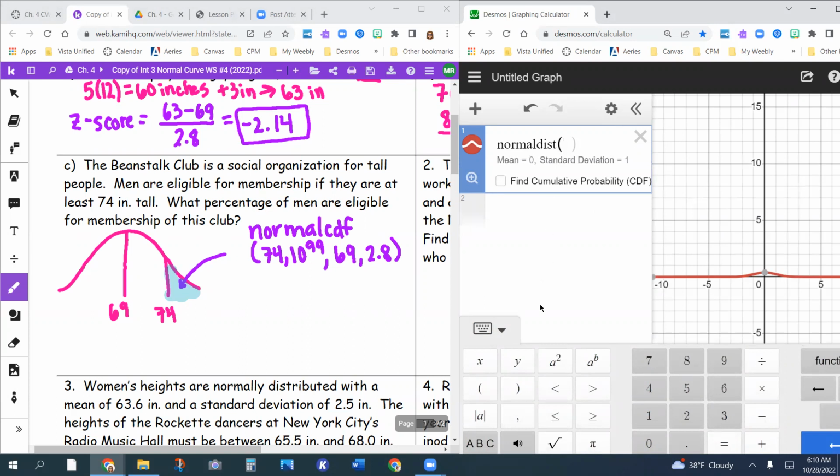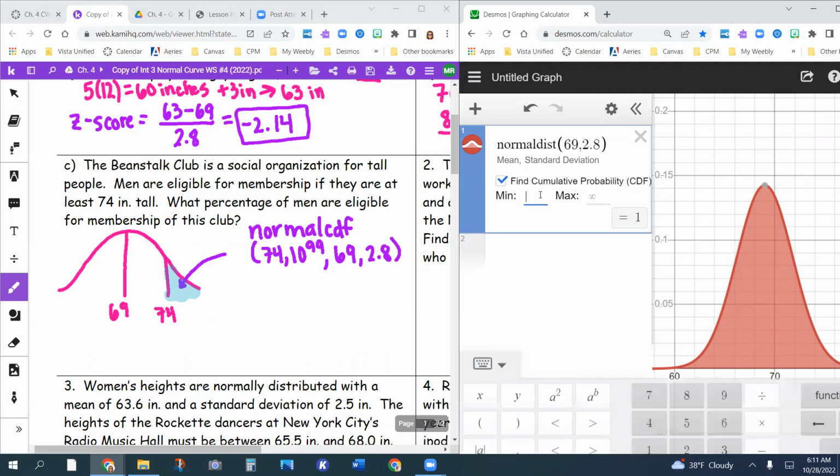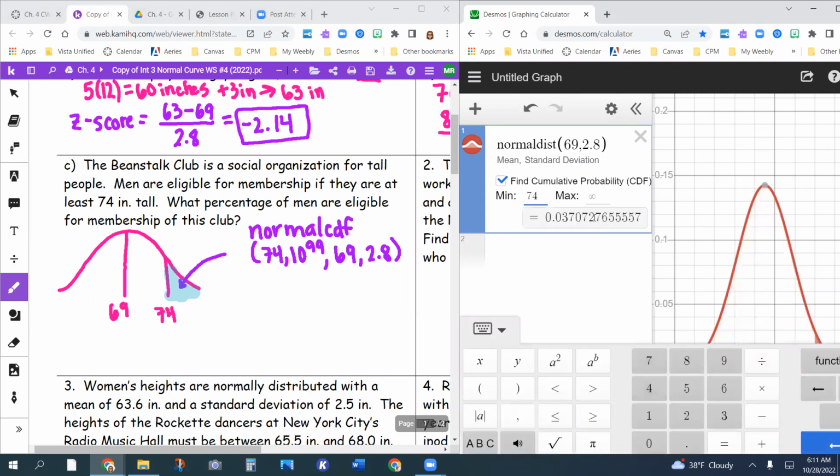So for this, I'm going to put in my mean, which is 69, and my standard deviation, which is going to be 2.8. I'm going to hit this so I can kind of see that. And then I'm going to find cumulative, and I want to find from 74 to infinity. Okay, on our calculators, we're going to go 10 to the 99.